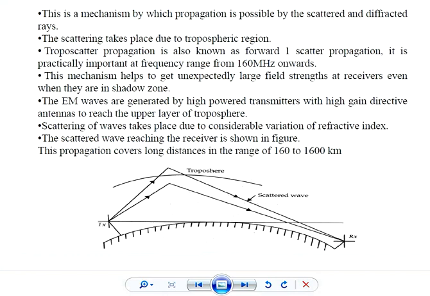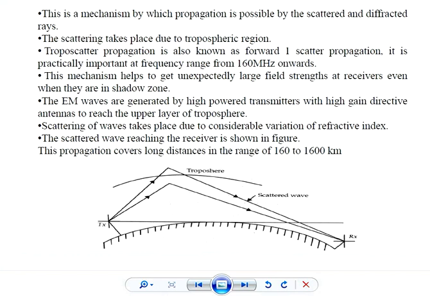Tropospheric scatter propagation is a mechanism by which propagation is possible by the scattered and diffracted rays, and this scattering takes place due to the tropospheric region. It is also known as forward scatter propagation, and it is important at the frequency range from 160 MHz onwards. That is, it is important at very high frequencies, ultra high frequencies and microwave frequency ranges. And this mechanism helps to obtain unexpectedly large field strength at the receiver even when they are in the shadow zone. That is, they are in the tropospheric region.